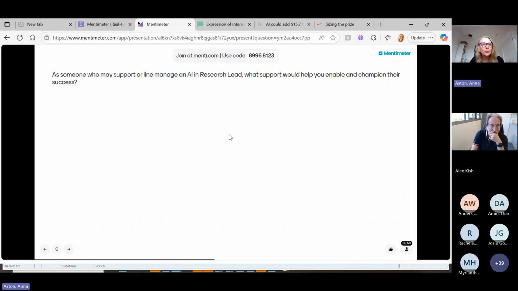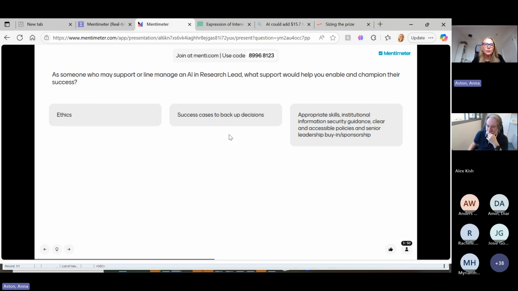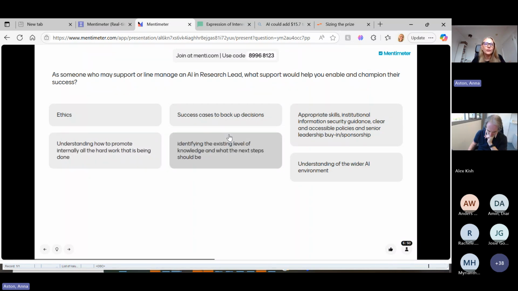So the next question is, as someone who may support or line manage an AI research lead, what support would help you enable and champion their success? I realize that a lot of people may already be in a line managing position, but sometimes there are people on the team who are really good at convincing and teaching others, and they will need a little bit of backwind, some help from their line managers. The line managers of AI champions are not specifically involved in the program at the moment, but we will be looking at it as well, because they have more possibilities to make these roles structural in the future, as we see what the champions are really doing.